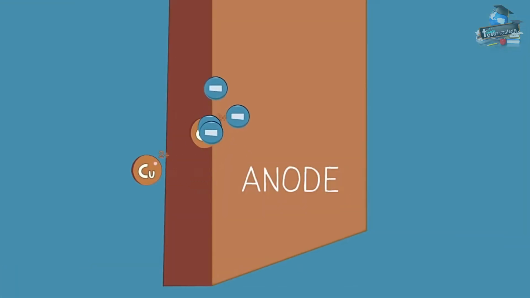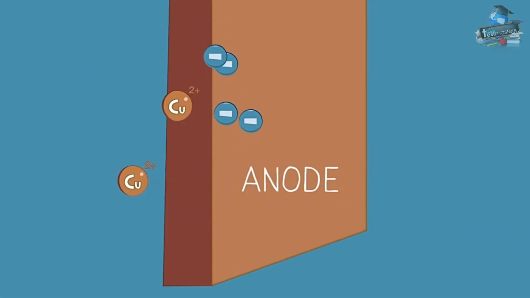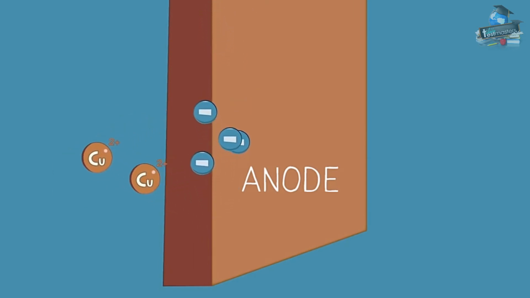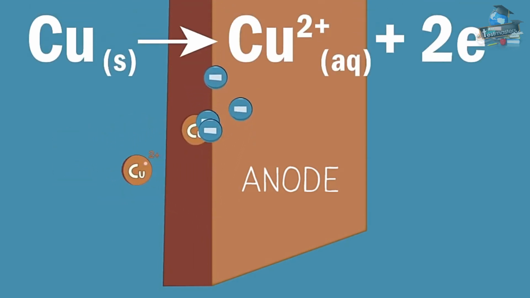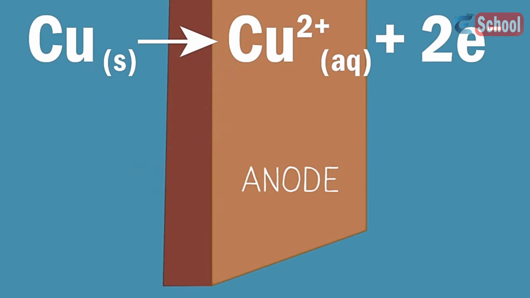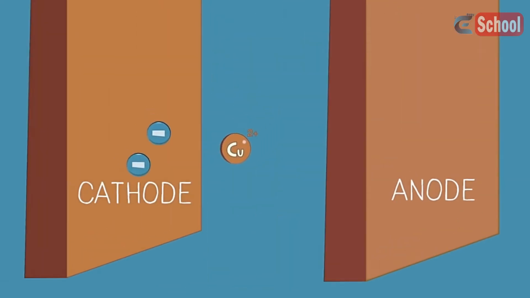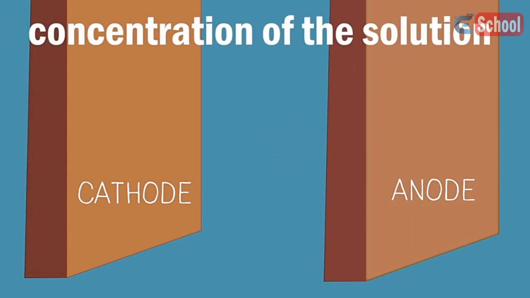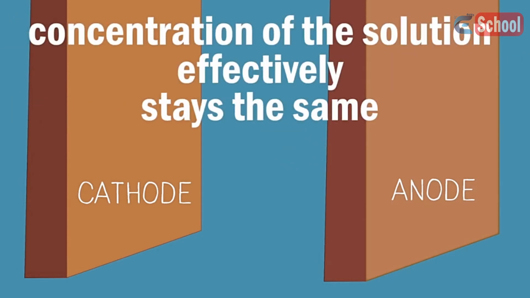At the anode, copper metal goes into solution as copper 2+ ions, as shown by the equation. When a copper ion is deposited at the cathode, another copper ion goes into solution at the anode. The concentration of the solution effectively stays the same.